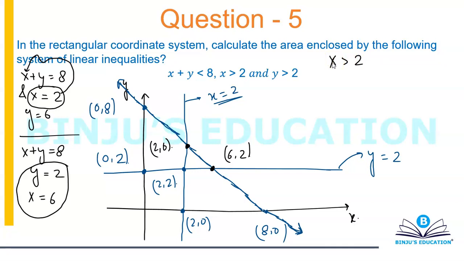X greater than 2 basically means I need all the values of x which are greater than 2. So if x is greater than 2, then I will take the region that lies to the right of x is equal to 2, because I want x greater than 2. Similarly, if you have y greater than 2, then you will take the region which lies above the line y is equal to 2. So you can see this is the region.